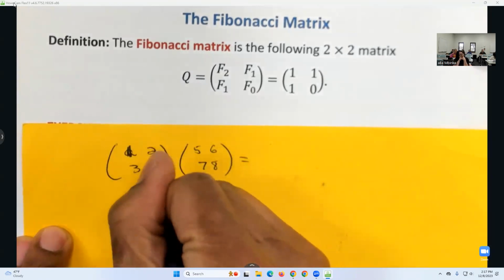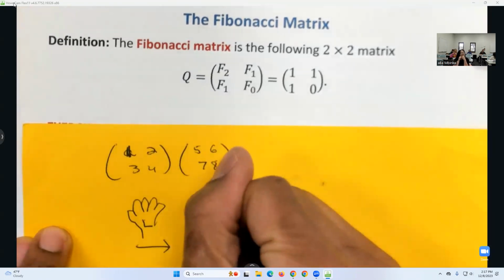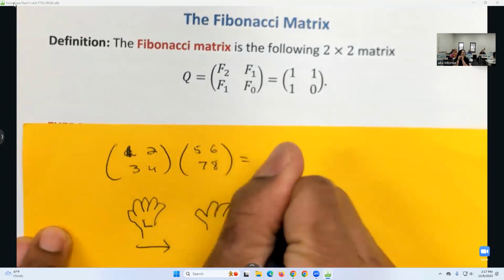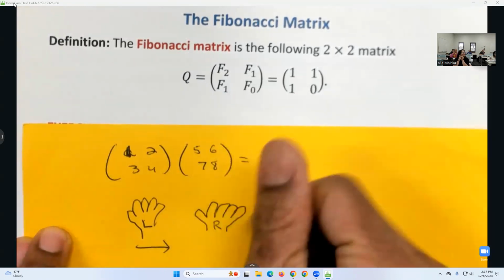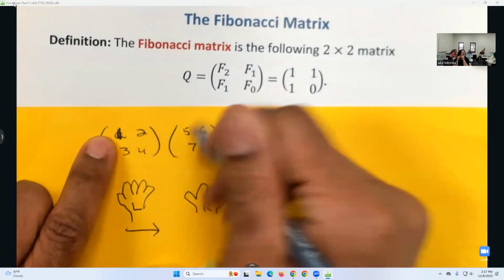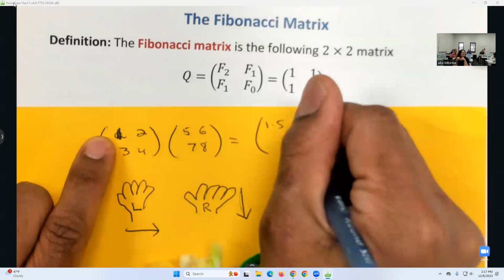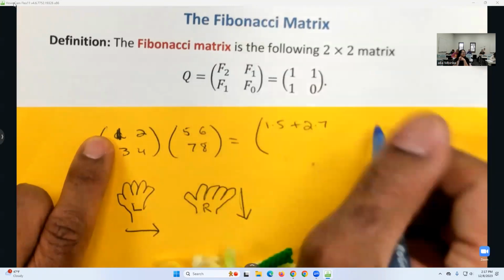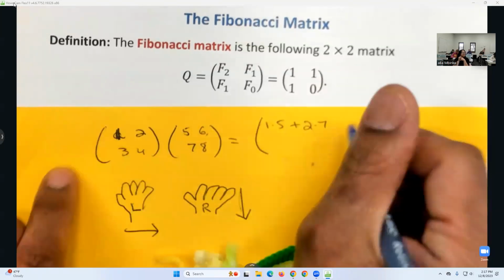Our left hand goes left to right, while our right hand goes top to bottom. Oh, this stuff again. Yes, this stuff is coming back on the exam. So we have 1 times 5 plus 2 times 7 as our top left entry. Our next entry is 1 times 6 plus 2 times 8.